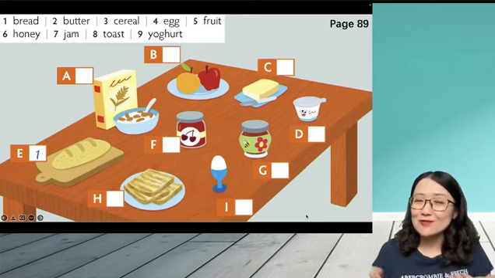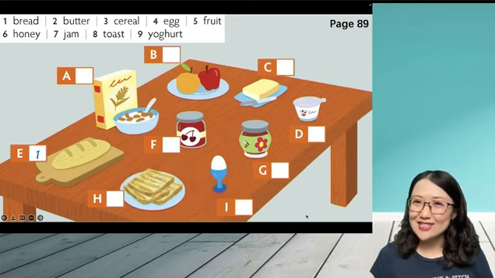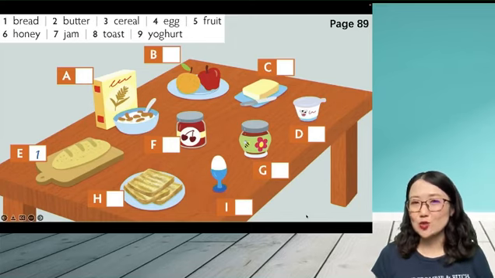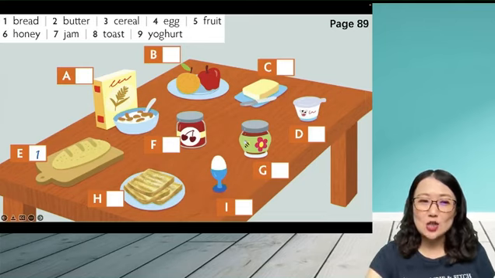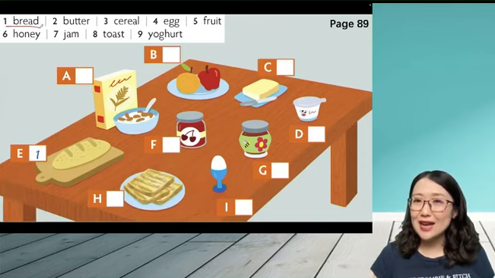What about you? So first, let's take a look at the words on page 89. And then we can try to put the words, the correct words, on the pictures. So, let's take a look at number 1. So what is this word? Yes, that is bread, right?